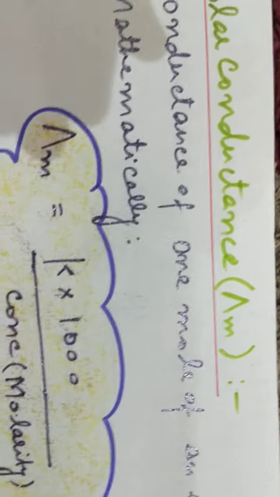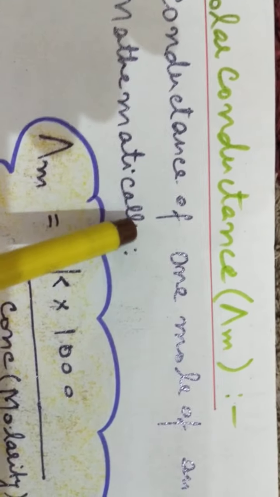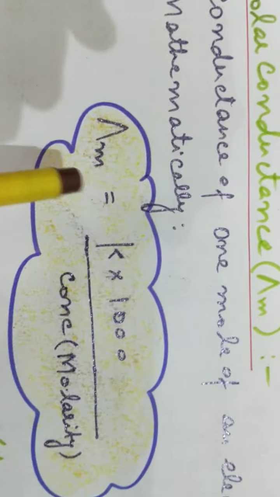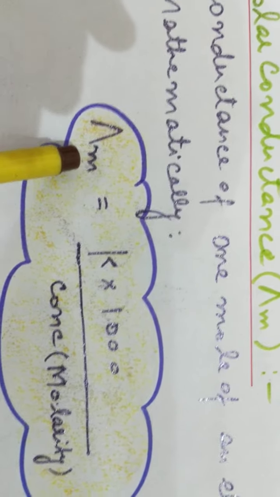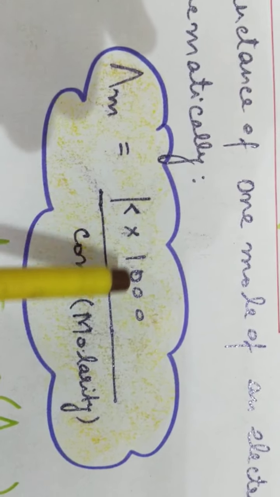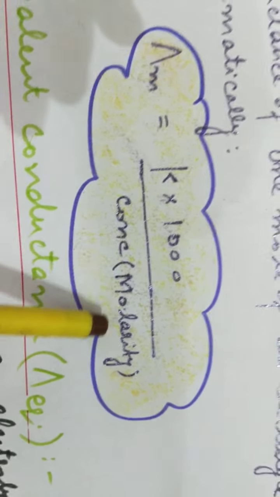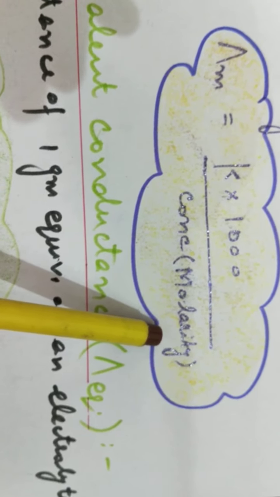Then there is another term, that is molar conductance. The conductance of 1 mole of an electrolyte is called molar conductance. Mathematically, lambda m is equal to specific conductance into 1000 upon concentration in terms of molarity unit.